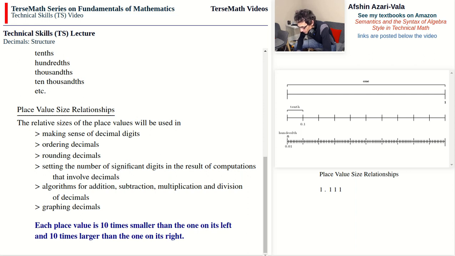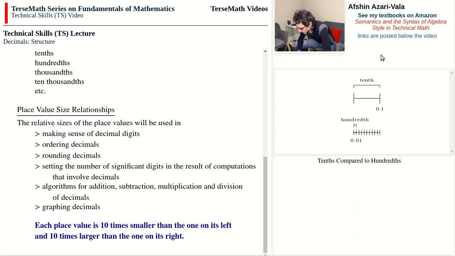Okay, the last topic for this video, and by the way, before I go, let me show you another image that shows the relative sizes of a 1 here and the 1 over here, in a sort of zoomed in diagram.